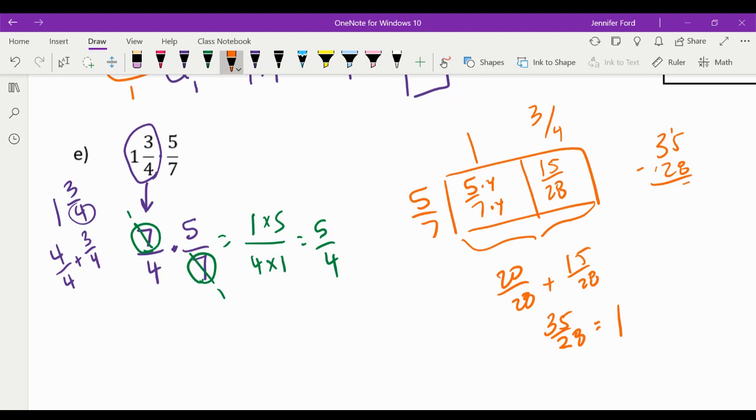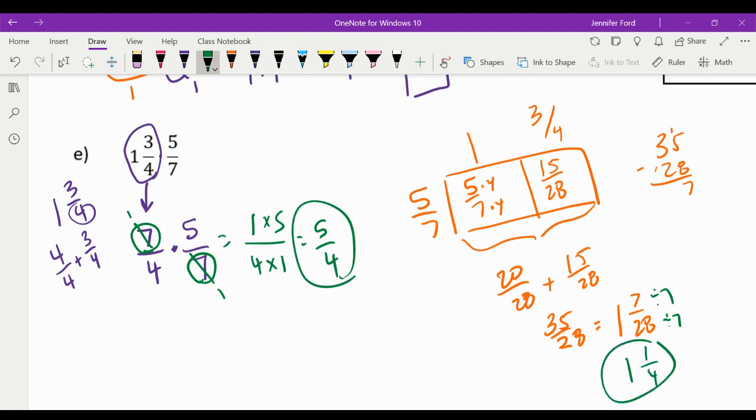with 7 left over. And I can reduce this down, divide by 7. I get 1 1/4, which is the same thing as 5/4. 5/4 is the same thing as 1 1/4. I think doing it this way is way easier. But it's not technically true that you have to change a mixed number to an improper fraction. It's just way easier. Cool.